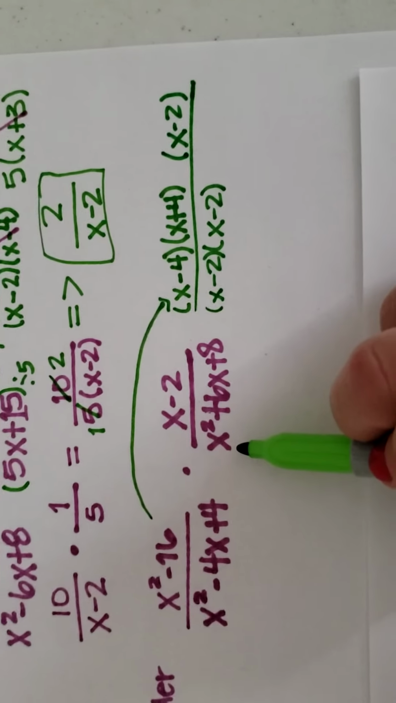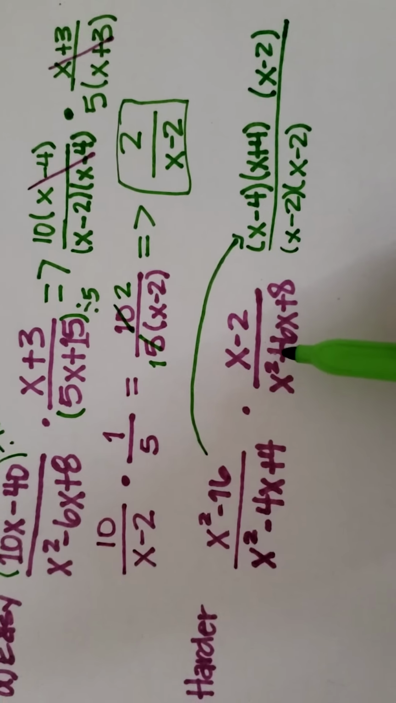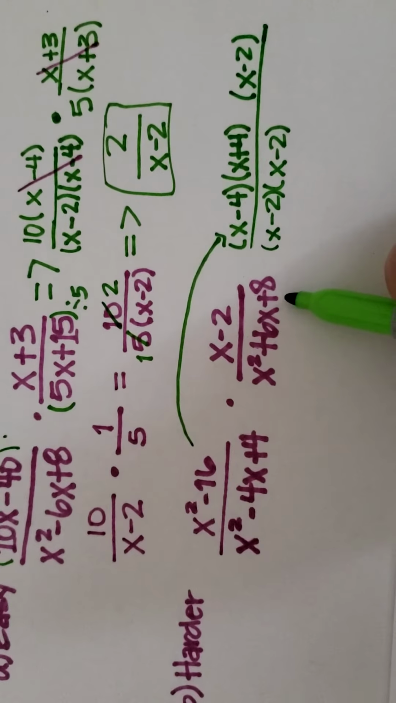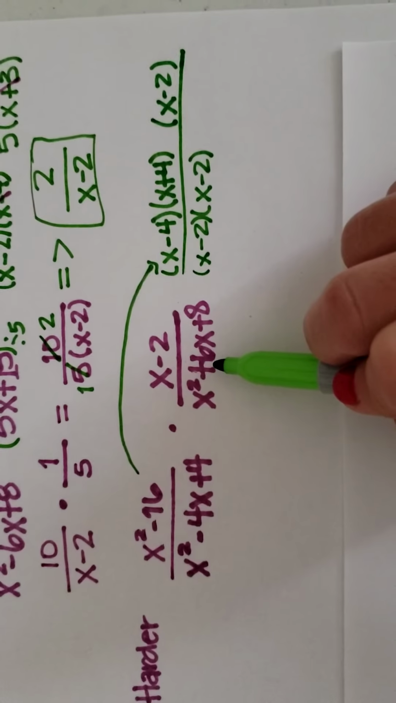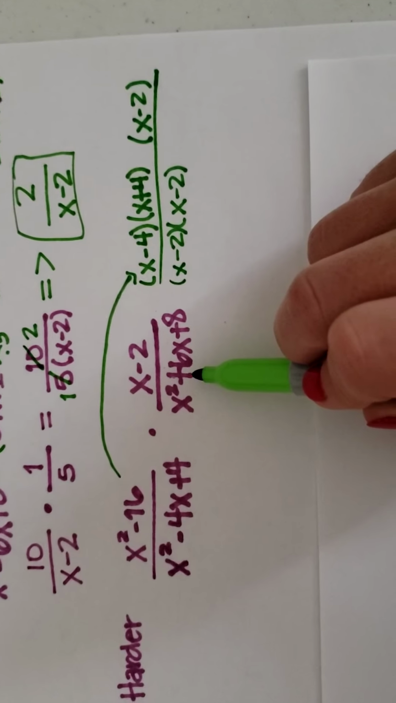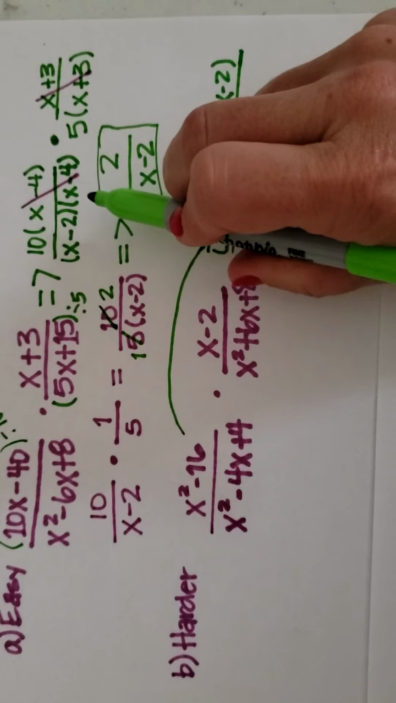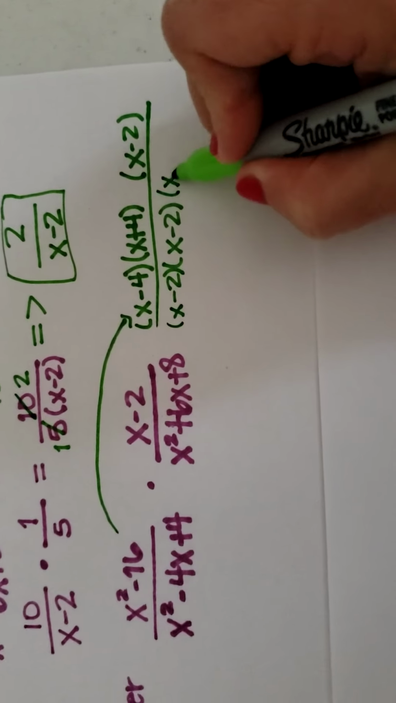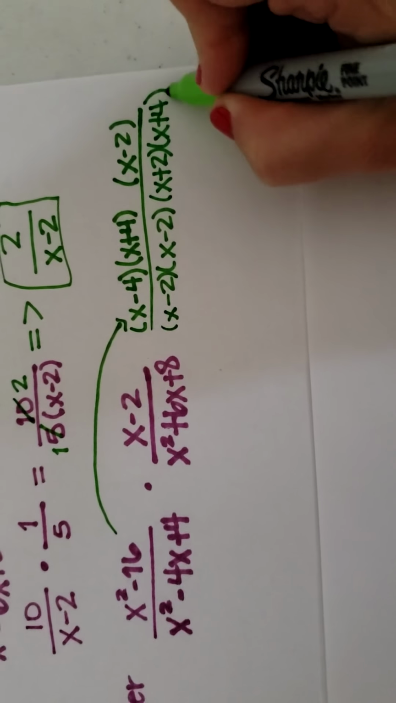But take a look at the bottom. It looks a lot like our first one up here, but that one was subtracting, adding. This is adding, adding. So what we've got are factors of 8 that would add together to give me 6. That's still 4 and 2. They're just both now positive instead of negative as they were earlier. So let's write this in. That's x plus 2, x plus 4.